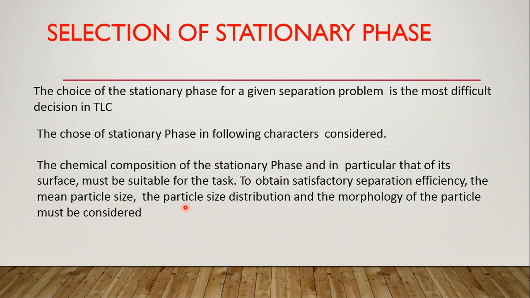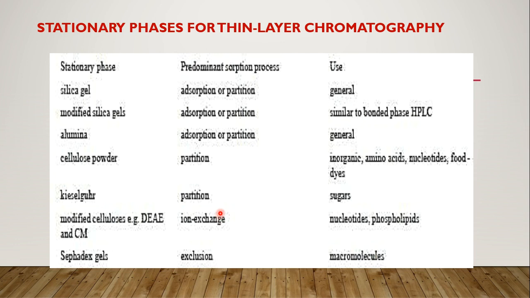The particle size distribution and morphology of the particles means whether it is a round shape or a cone shape or rectangle shape or cube shape, what type of shape the particles have. All these things also control the development of the TLC plate during the experiment. So these are some stationary phases which are used for thin layer chromatography experiments.